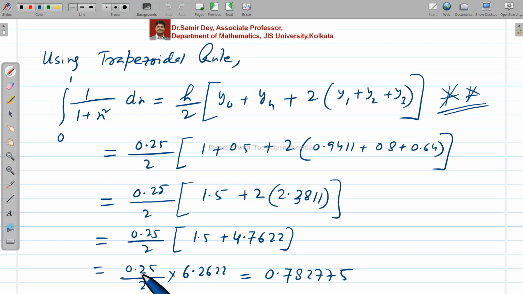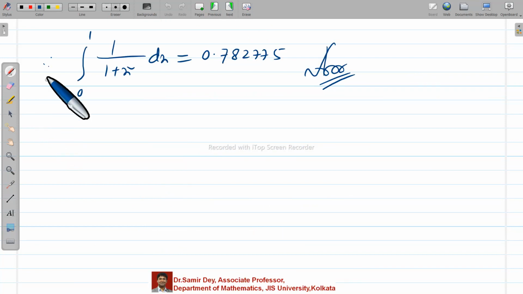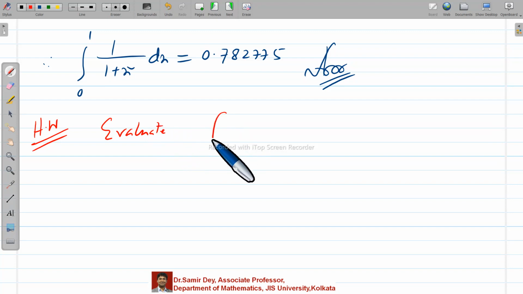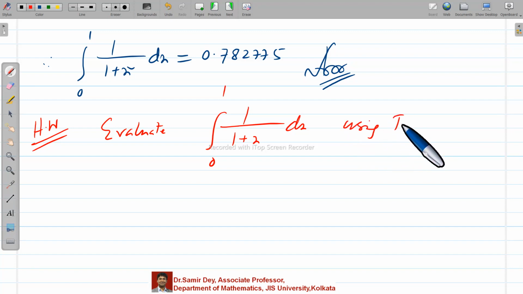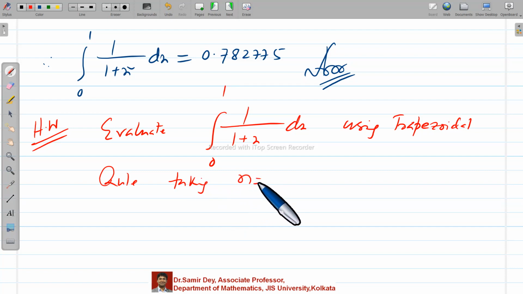Okay, so now in general, please write down your homework. One homework I always give my students. So please write down, evaluate integral 0 to 1, 1 by 1 plus x dx using trapezoidal rule, taking n is equals to 5 equal sub-intervals.